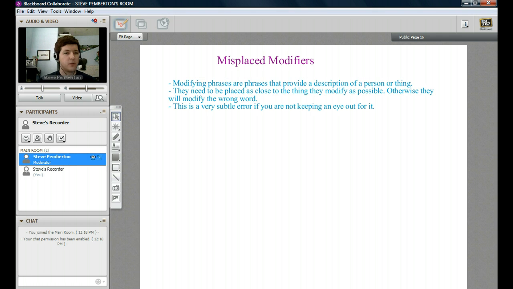So first, what a modifying phrase is, and then we'll understand why it's misplaced. Modifying phrases are phrases that provide a description of a person or a thing. They typically start off with verbs and then have a comma, and then they describe what they're supposed to describe. They need to be placed as close as possible to the thing they modify. Otherwise, they're actually going to be modifying the wrong word, and whatever they're describing will apply to the incorrect word in the sentence. It's typically a very subtle error if you're not keeping an eye out for it.